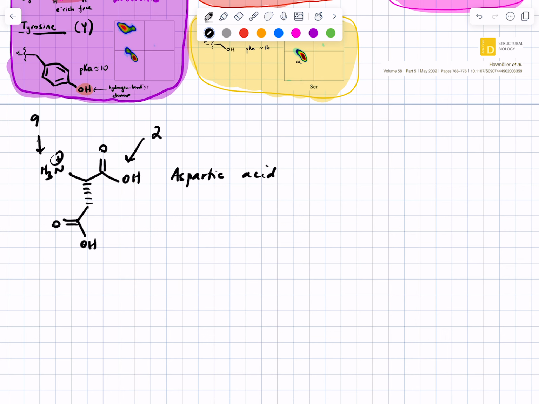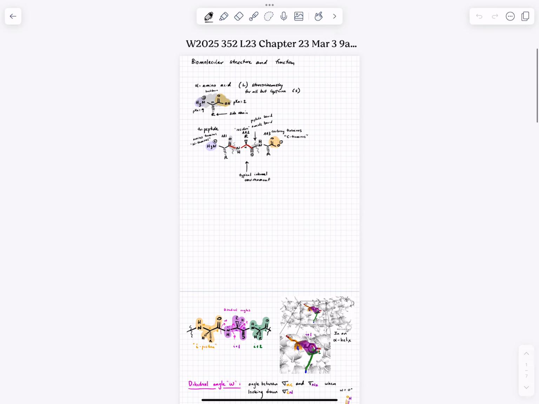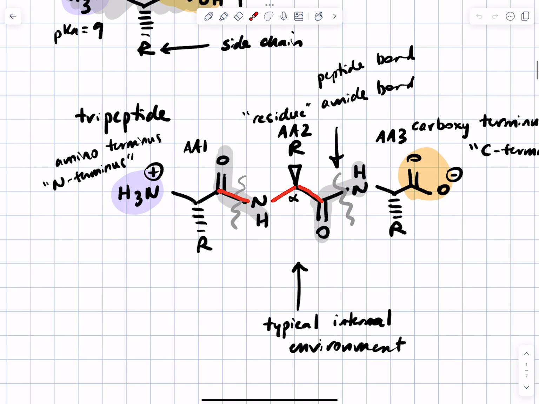And in general, we aren't going to care that much about the pKa's of the backbone groups because most amino acids in a protein, as I demonstrated last time, are in this internal environment where they are bonded to an amide on the right and an amide on the left. Only the C-terminal and N-terminal amino acids are going to have free backbone atoms. So for the most part, I want you to focus in on side chain pKa's.